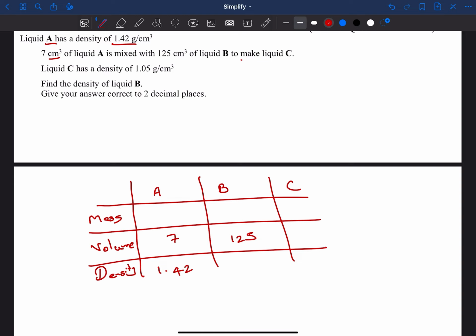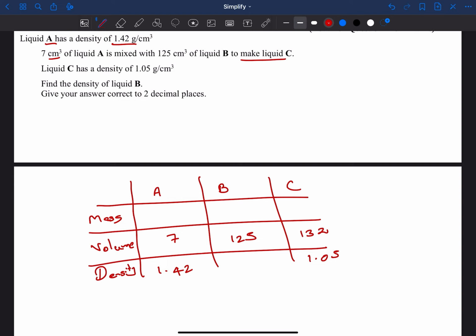And then to make liquid C, make sure that you're adding A and B to make C. Then that's what they say. So how much is that? 132, if you add it. The liquid C has a density of 1.05. Then they want the density of B to 2 decimal places.